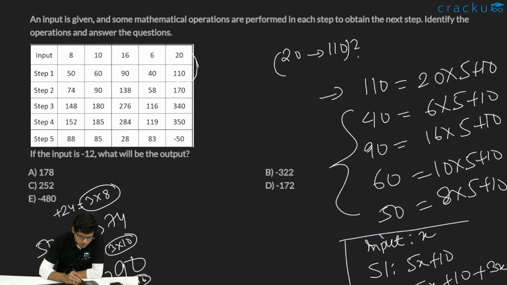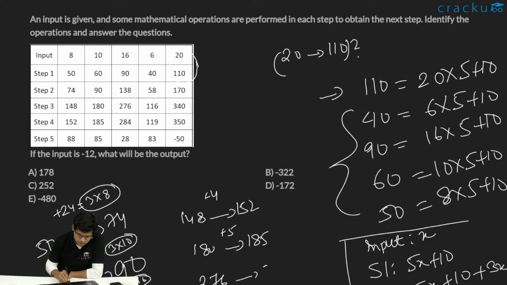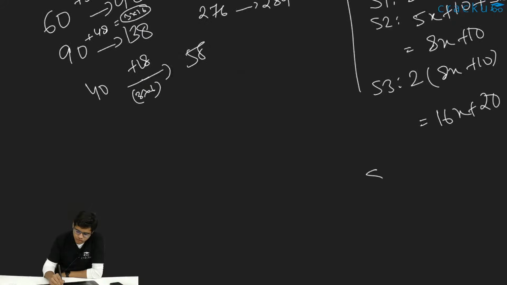Then I am having 148, then 152, 180, 185, 276, 284. Now I see 148, 152. We are adding plus 4. 180, 185. We are adding plus 5. 276, 284. We are adding plus 8. What is 4? 4 is 8 by 2. What is 5? 5 is 10 by 2. What is 8? 8 is 16 by 2. So basically in step 4 we are doing what? Along with step 3 we are adding x by 2.